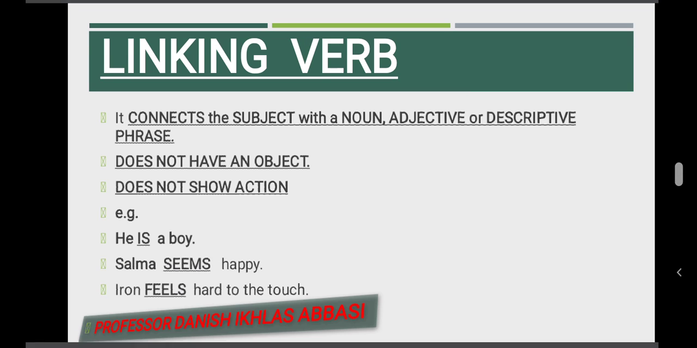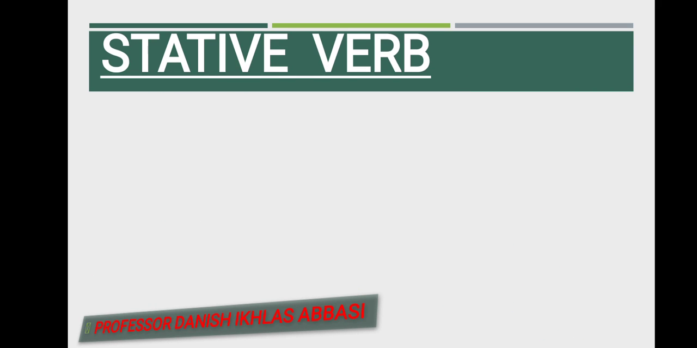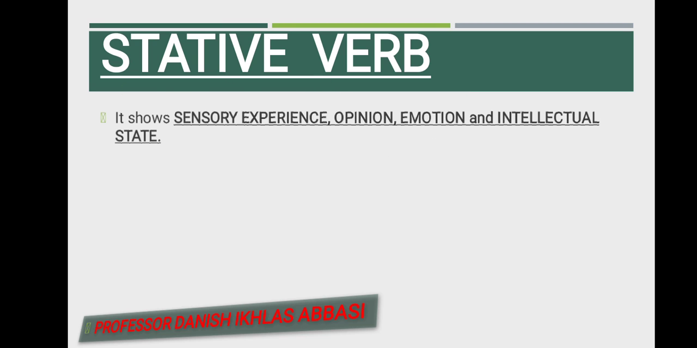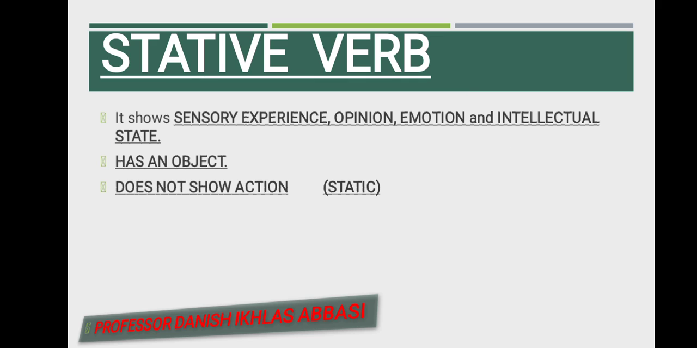After linking verb comes the stative verb. Stative verb is a verb that shows sensory experience, opinion, emotion, and intellectual state. And it has an object and it does not show any action. It is static. The difference between linking and stative verb is that linking verb does not have any object. However, stative verb must have an object in the sentence. And the linking verb does not show any action. So is the case with stative verb. It also does not show any action.